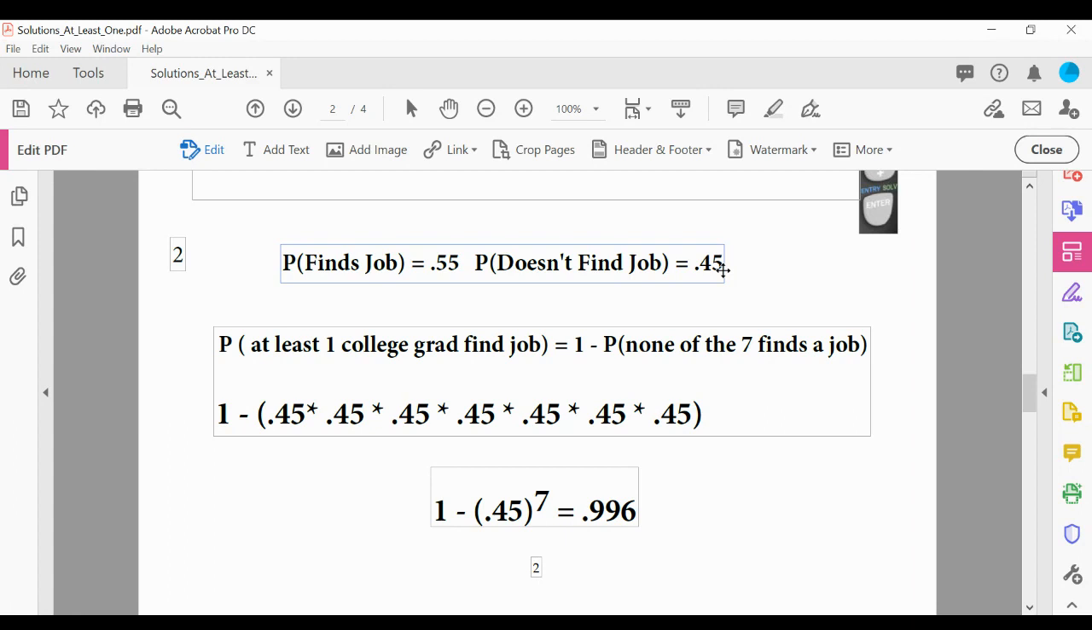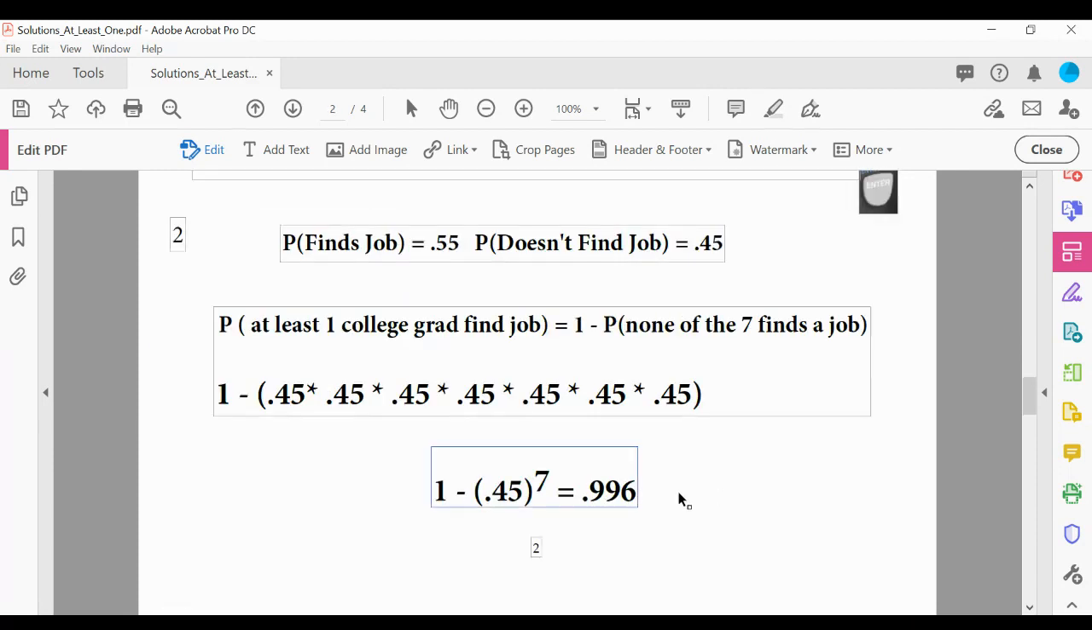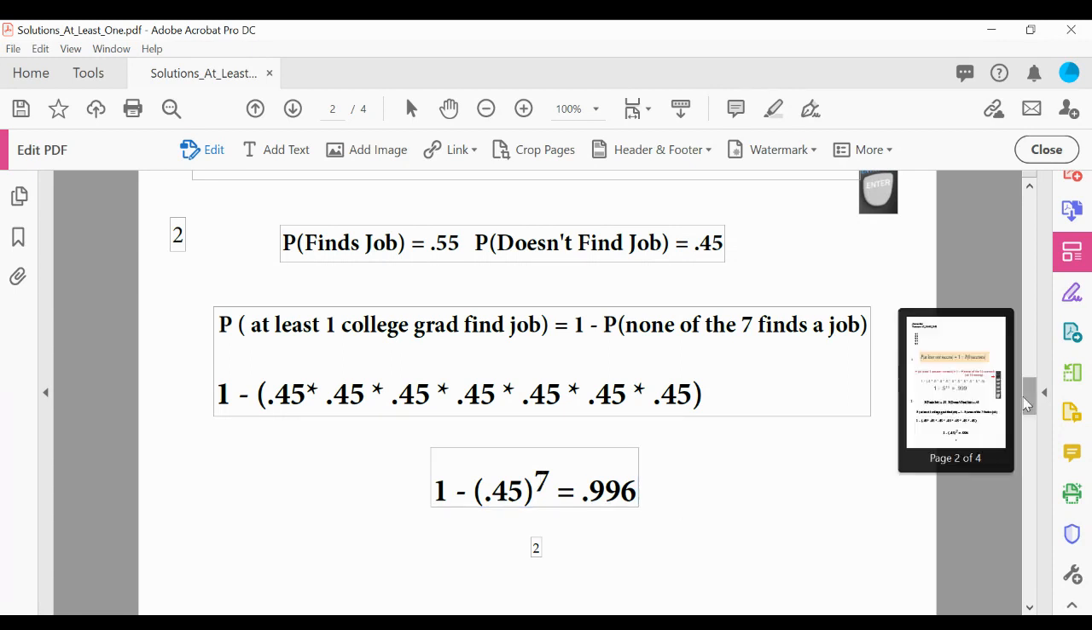So in actuality, when it gives you percentages, it's actually easy because you can use that same probability over and over again, in this case 0.45. All right, so probability of at least one college grad finding a job is 1 minus that none of the 7 find a job. So it's 1 minus the first person doesn't find a job, and the second, and the third, and the fourth, all the way up to the seventh. Now, these are staying consistent because these are percentages, not raw counts. So we don't have to do any kind of subtracting. So 1 subtract 0.45 raised to the 7th power is 0.996.